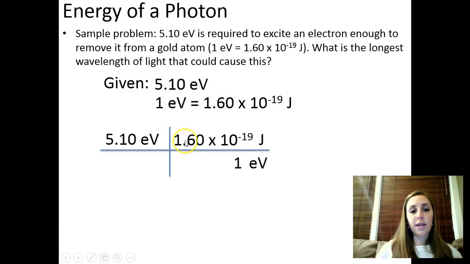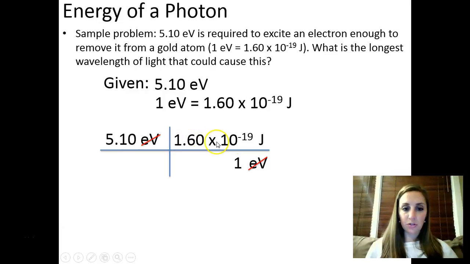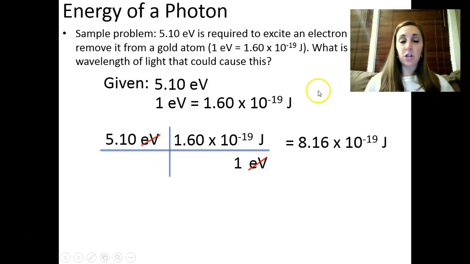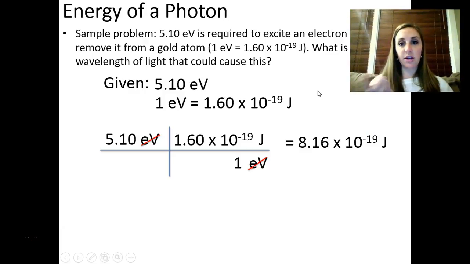All right. What can cancel? Electron volts. I just have a 1 on the bottom. That doesn't do anything, so you multiply straight across. 5.10 times 1.60 e negative 19th, and joules is my unit left. So here is the energy required to excite an electron.